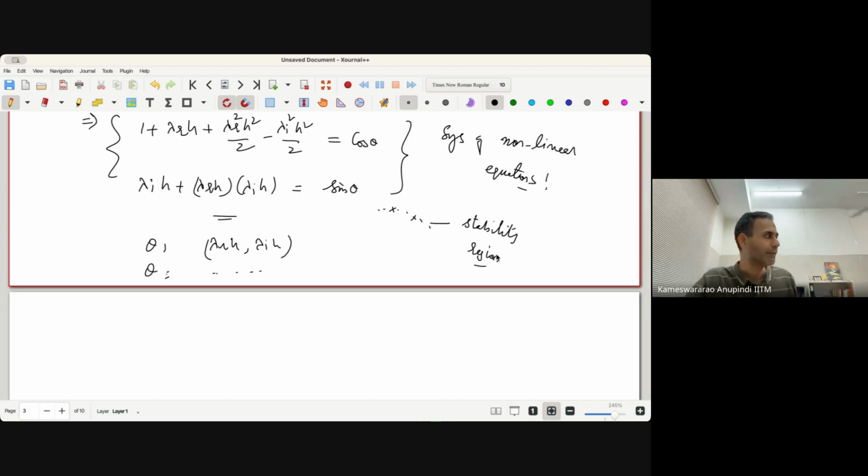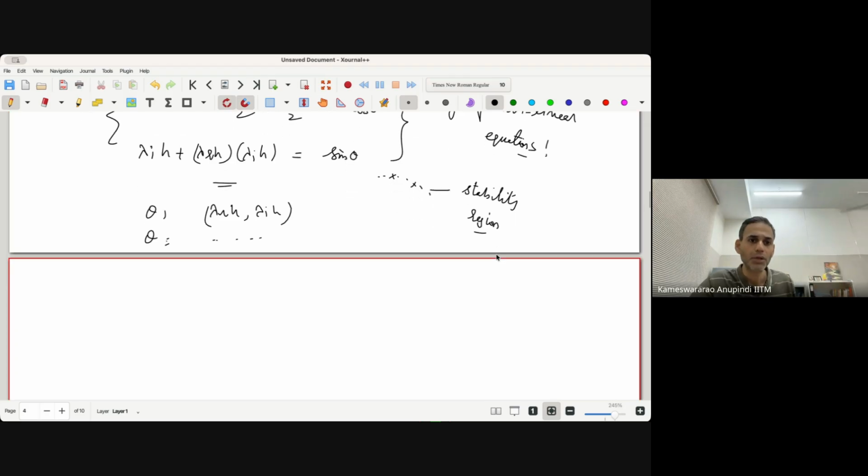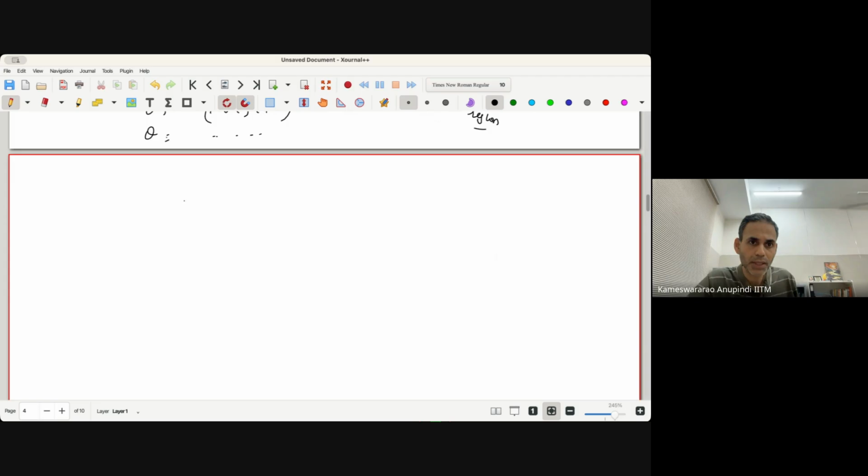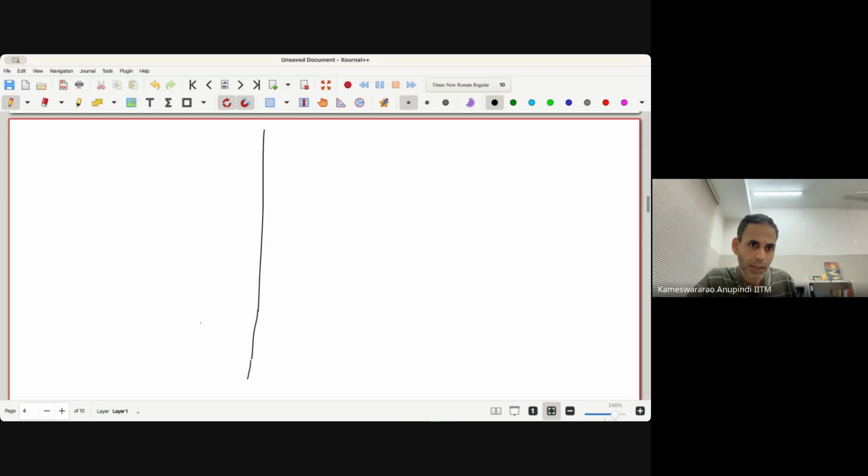Whatever is inside that curve is going to be the stable region, and everything outside is the unstable region. If you do this exercise, this is what you're going to see. Okay, so that's my real axis. This is real of lambda h. This is imaginary of lambda h. Then this is -1, this is -2. Earlier we had this circle.